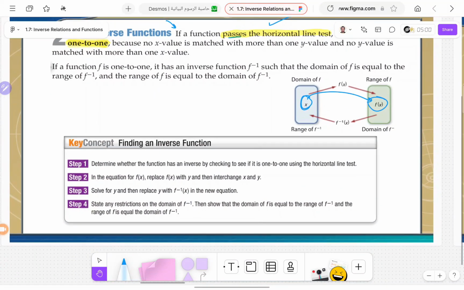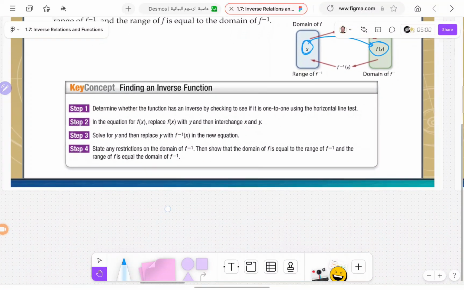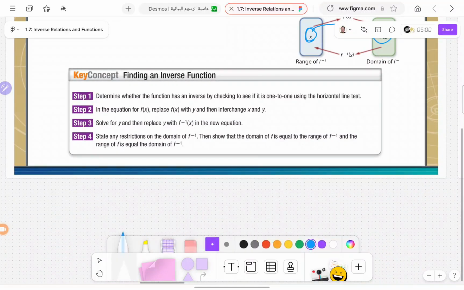Okay, now let's see how we can find the inverse of the function. Here are the steps telling you how to find the inverse of the function. First step, check if the function is one-to-one by using the horizontal line test. If the function passes the horizontal line test, you go to step 2. So what's step 2 you have to do? Now replace f of x with what? With y. So the function is f of x, so now change f of x and write y.